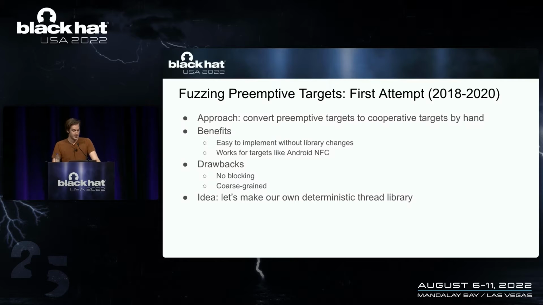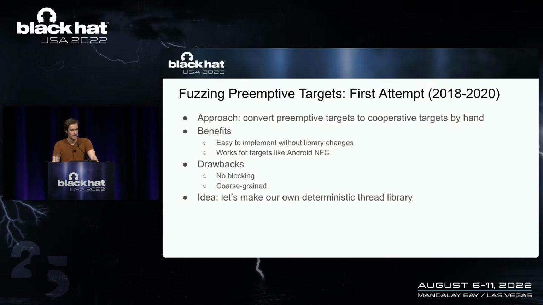And so the nice thing is this is super easy to implement in like a hacky way for different fuzzing projects. I used this on Android NFC because their threading model was simple enough I could just replace it with a cooperative scheduler.